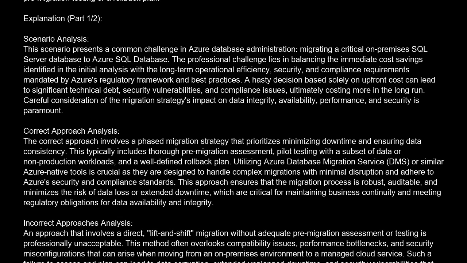The correct answer is D. Perform a direct, in-place migration of the entire database during a single maintenance window without extensive pre-migration testing or a rollback plan. Explanation. Scenario analysis.